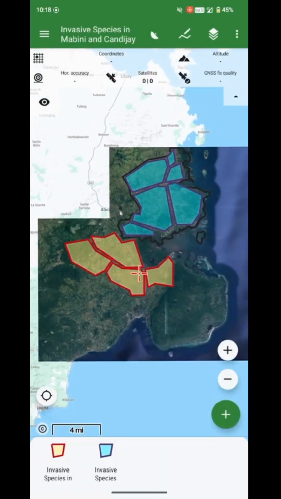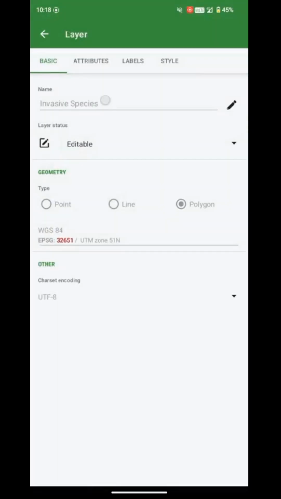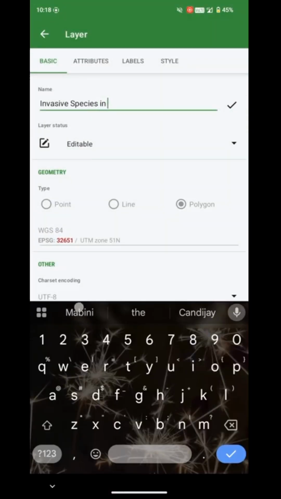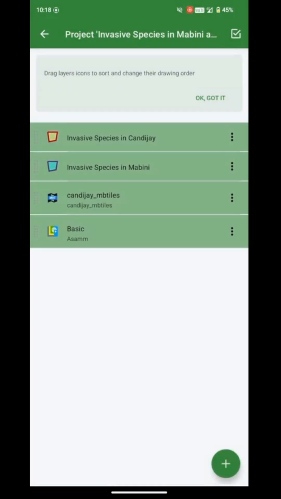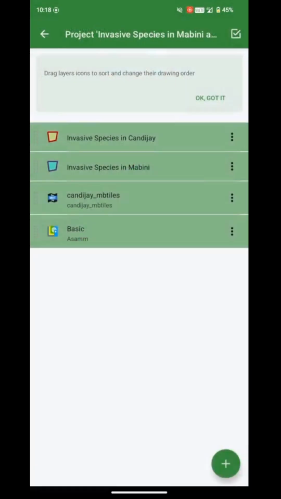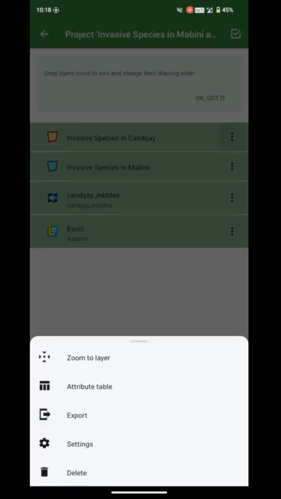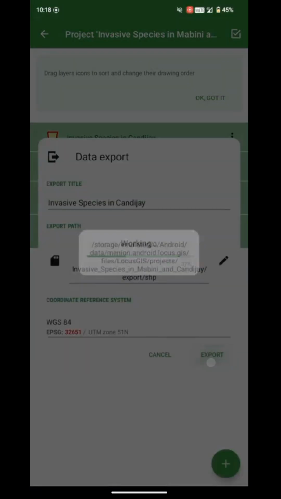In conclusion, Locus GIS was the instrument in identifying and mapping the areas where invasive species thrive in the municipalities of Mabini and Candijay, as well as understanding how the other species interact with them.